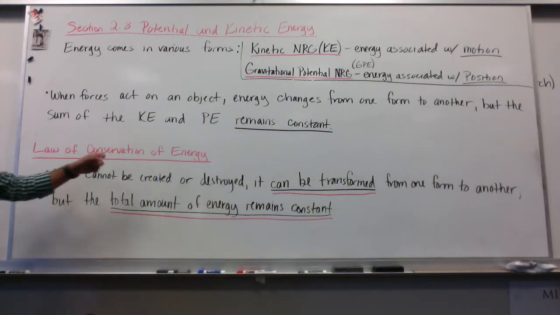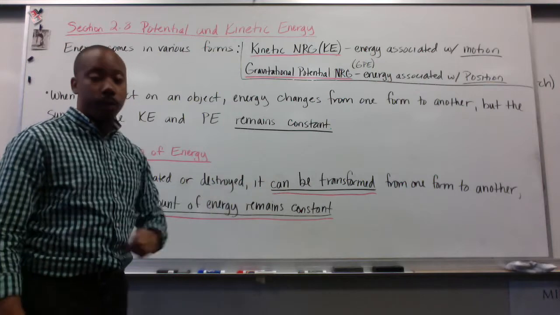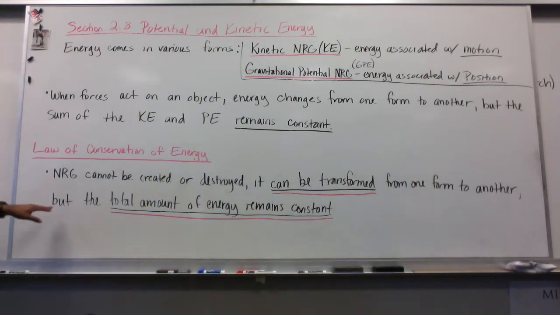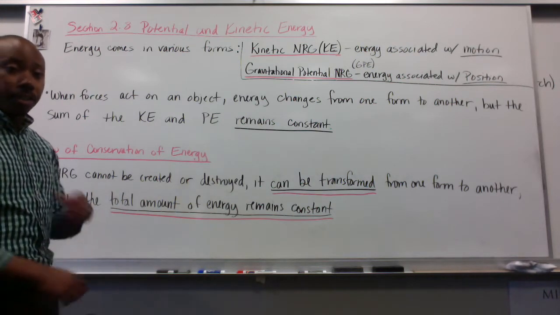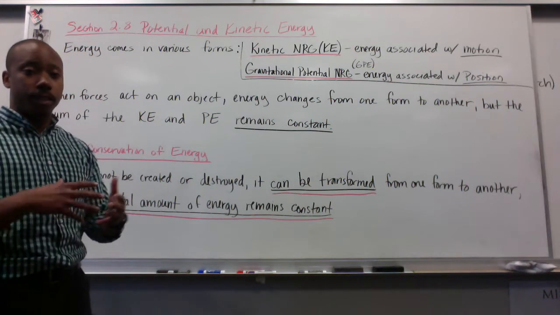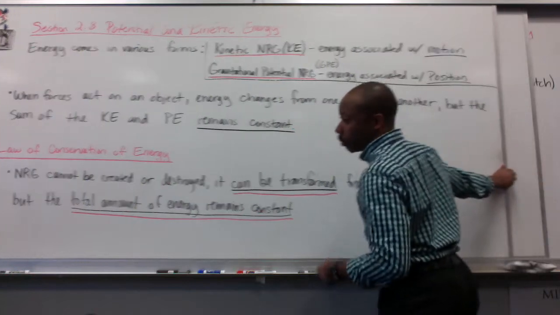Now, the law of conservation of energy says that energy cannot be created or destroyed. It can be transformed from one form to another, but the total amount of energy remains constant. So energy is changing form. You're not losing energy. You're not gaining energy. You're just transforming energy into different forms, different types of energy.